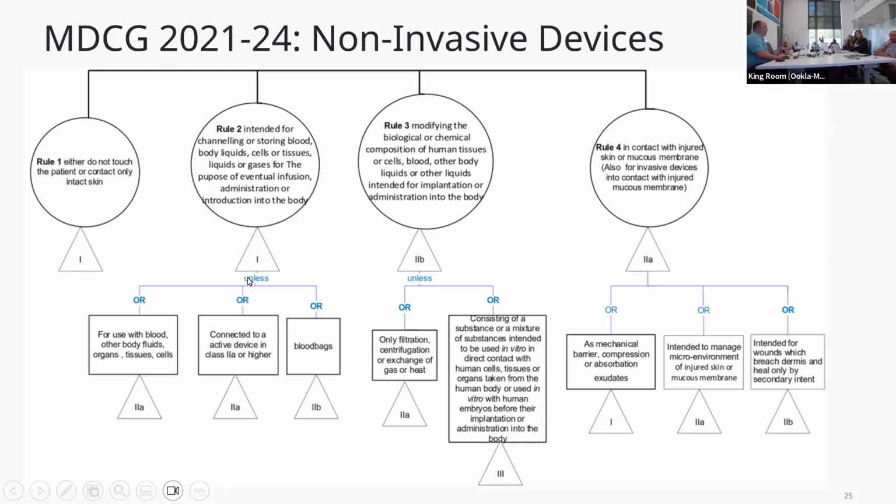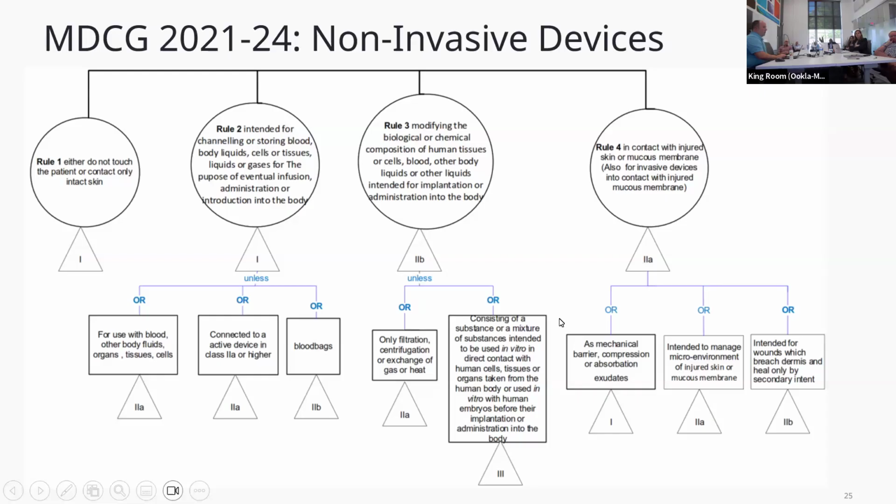So devices that don't touch the patient, or just contact the skin, are class 1. Devices for channeling blood could be class 1 unless they're in contact with blood or bodily fluids that are put back into the patient. Then they're class 2A. So essentially that's how it works. It's class 1 unless it meets these conditions. All of these are pretty straightforward.